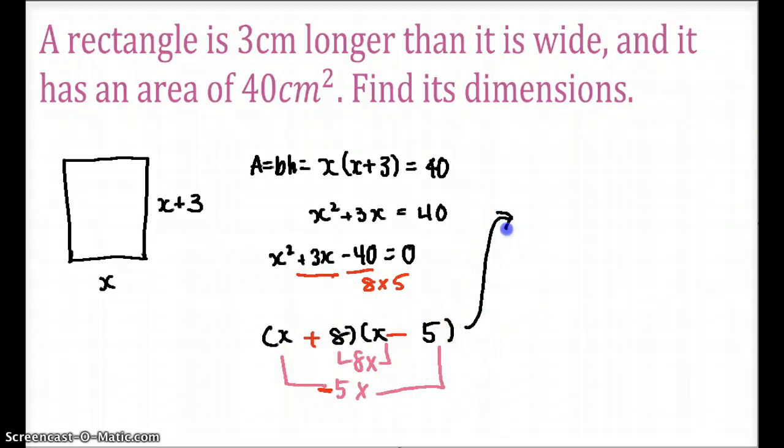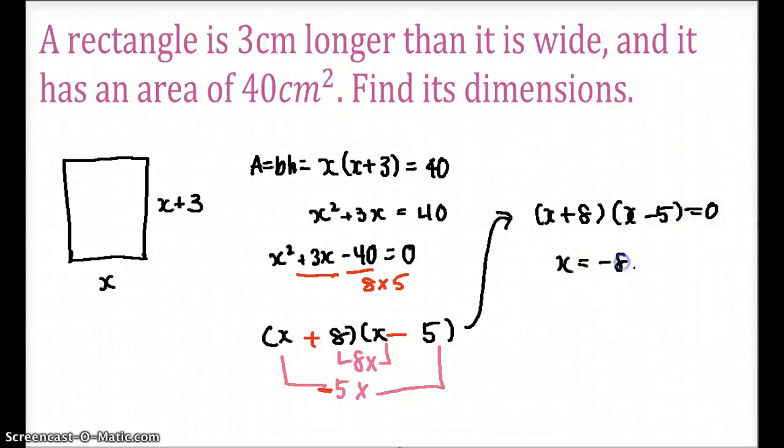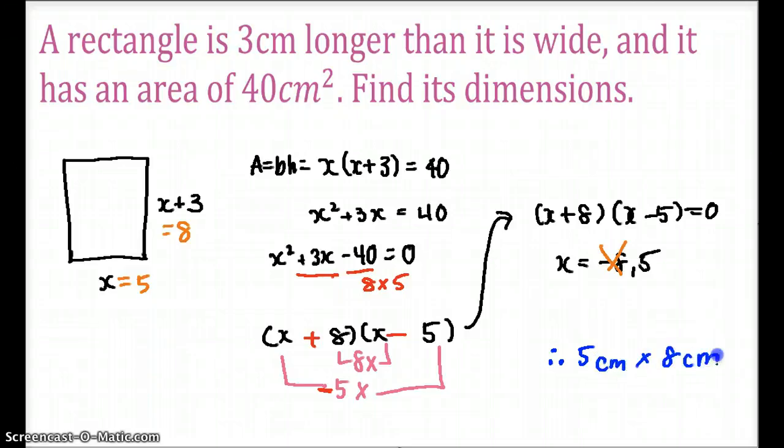So this would be our equation. I'm just going to rewrite this here. (x plus 8)(x minus 5) equals 0. So we know here that x either equals negative 8 or 5. But x cannot equal negative 8 because how do you have a negative length? So we're just going to eliminate that. So we're going to make x equals 5. That's our only choice. So if we substitute this in, x equals 5 here, and if we add 3, we get 8. So then our conclusion is, the dimensions are 5 centimeters by 8 centimeters. So that would be our answer.